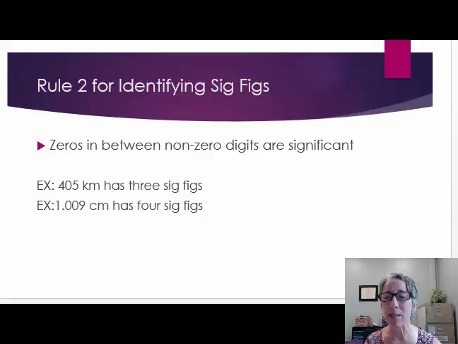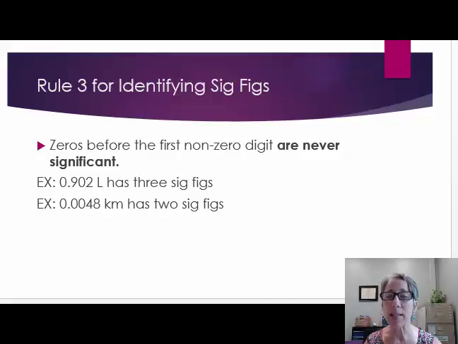Rule 2 states that zeros in between 2 non-zero digits are significant. For example, 405 kilometers has 3 significant figures. 1.009 centimeters has 4 significant figures.